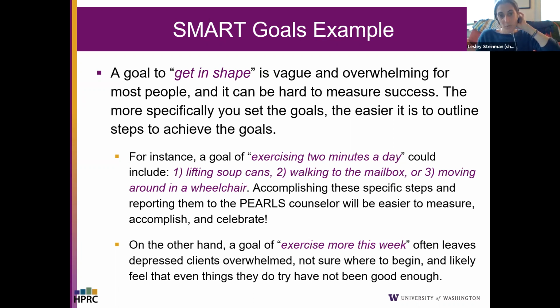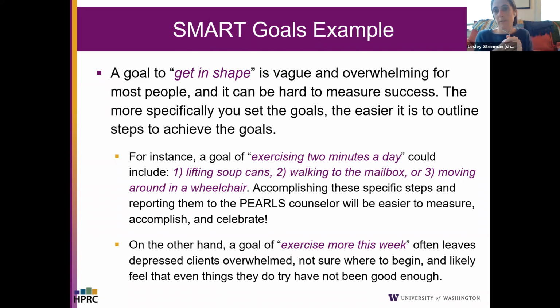On the other hand, I do want to comment on the need to be specific, because you can overwhelm people if you set a goal that you just think is going to be hard for them to achieve. So the example here is if they say, okay, my goal is to exercise more this week. The person who's depressed might be like, okay, I'm not sure where to start, and I'm not sure when it's going to be enough.